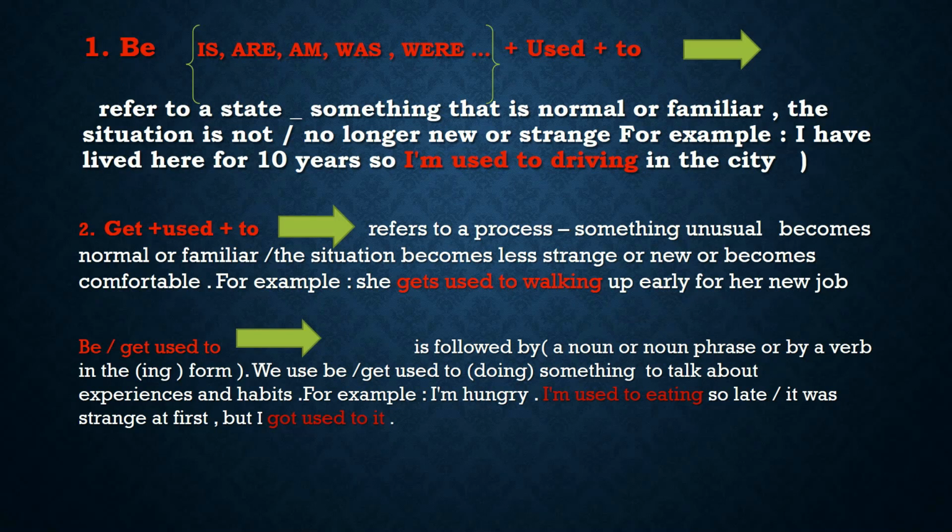Like this example. So be used to or get used to is followed by a noun، اسم بيجي وراها اسم or a noun phrase. وحكينا noun phrase ممكن يكون عندنا place, person, complement، ممكن يكون عندنا modifiers أي شيء، or a verb with ing form.